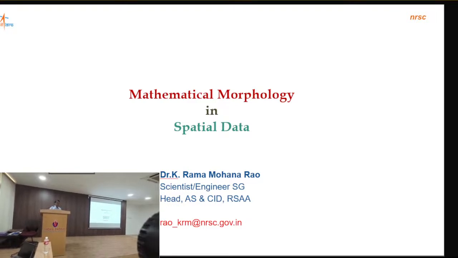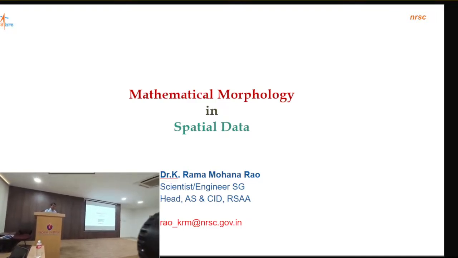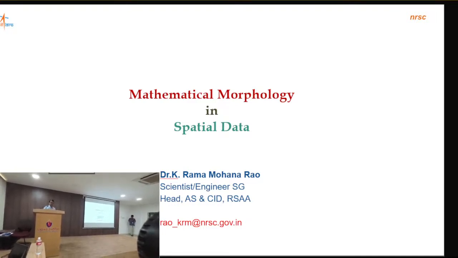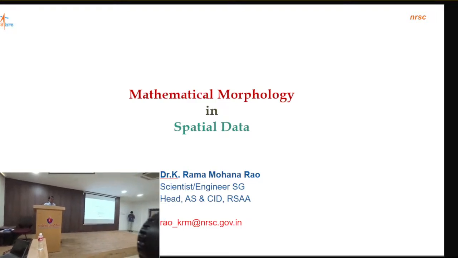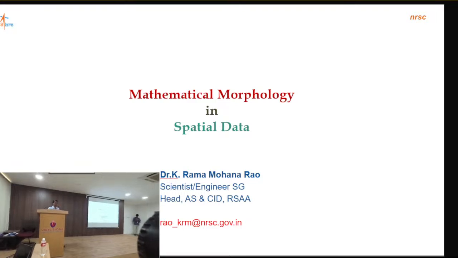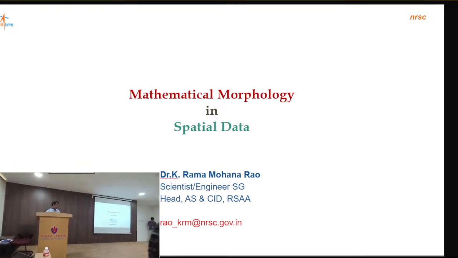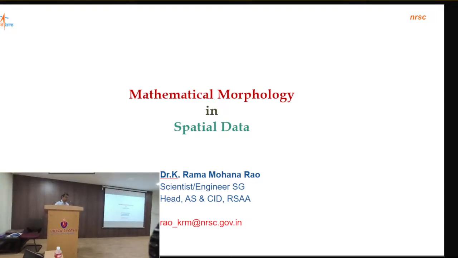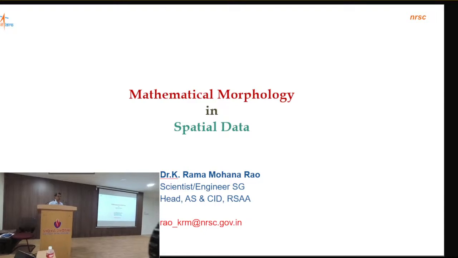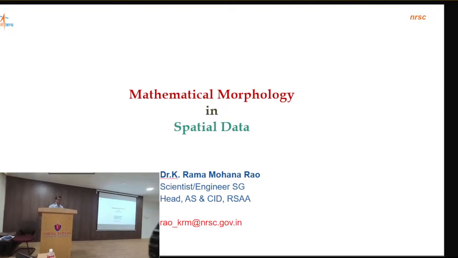So the mathematical morphology is nothing but understanding the data elements, understanding the spatial topologies, understanding the data, the properties, parameters, all these things will come under the mathematical morphology. So in this topic, I will be taking you to the dimension of the spatial data. Okay, spatial data and mathematical morphology in spatial data. So that kind of topic we are going to look into.